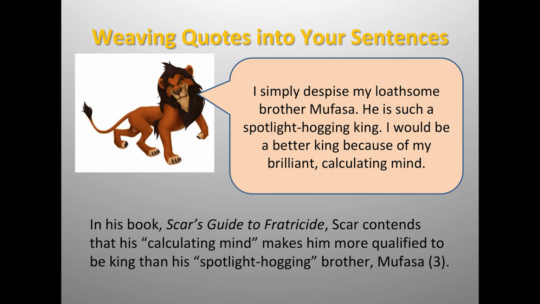And there you can see a little parenthetical citation right there. So let's break this down to its essential components. In his book, Scar's Guide to Fratricide, all right, you've introduced the source. Good job. Scar, now we know who's speaking, contends, there's your signal phrase, that his calculating mind makes him more qualified to be king than his spotlight-hogging brother Mufasa. And you can see right there, we've actually only used a few little pieces and parts from that big long quote from Scar. There's the direct quote right there.